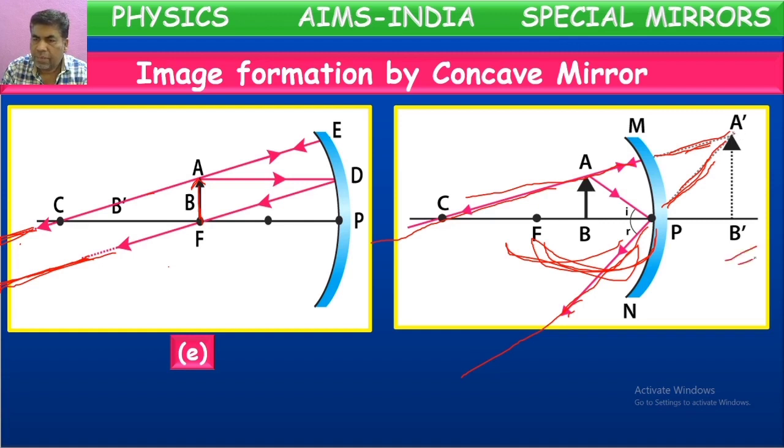So A dash B dash. The image will be formed inside the mirror, only in the last case. What is that case? When the object is between focus and pole. Here, as the image is formed inside the mirror, we cannot catch it. We can call it a virtual image. The image is magnified. This is the sixth case. Like this, we have mainly six cases in the image formation by a concave mirror.